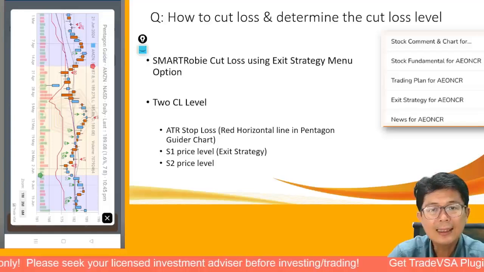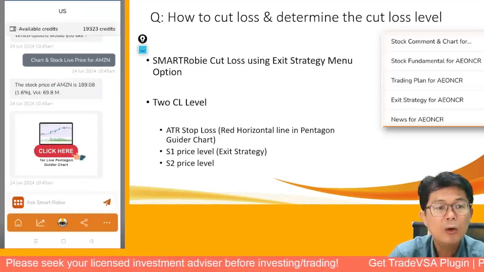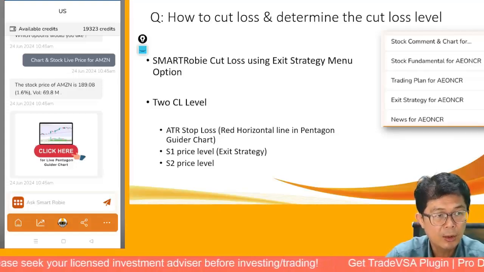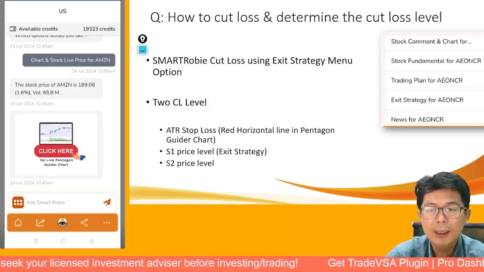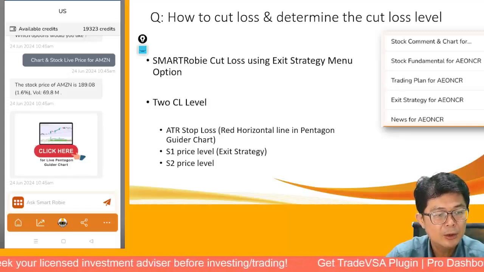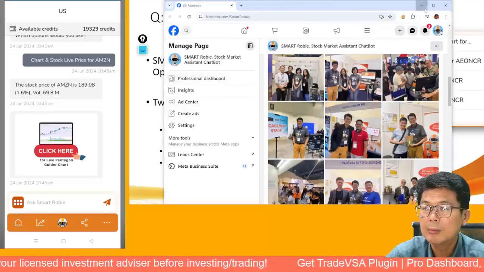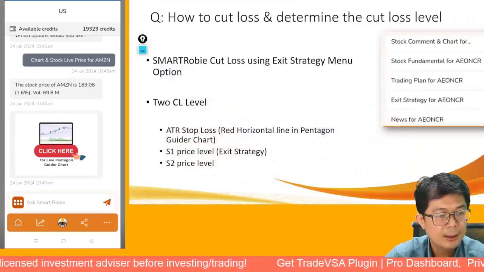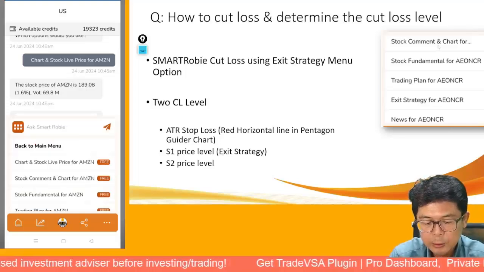Okay, so for our last segment, a question that people always ask is, how do I determine the cut loss price and also the cut loss level? There are two ways in SmartRobie. One of them is using the exit strategy. All right, and this is what I talk about when I say the exit strategy.